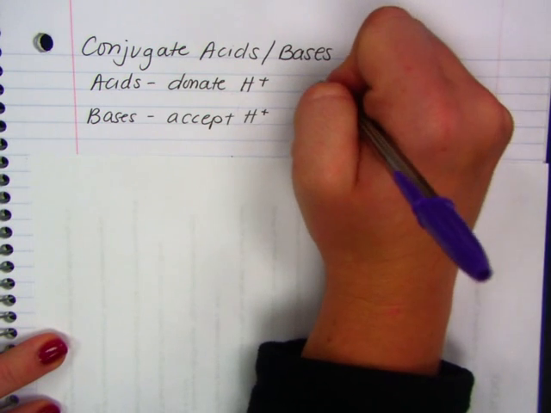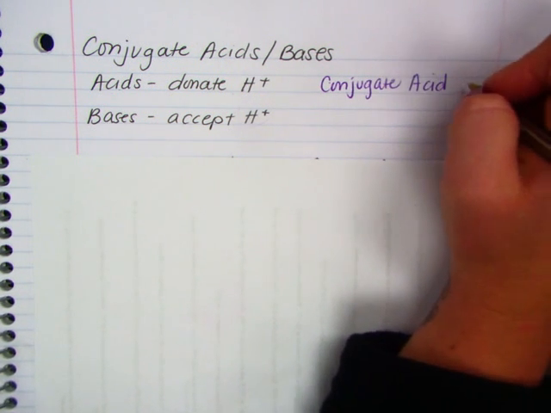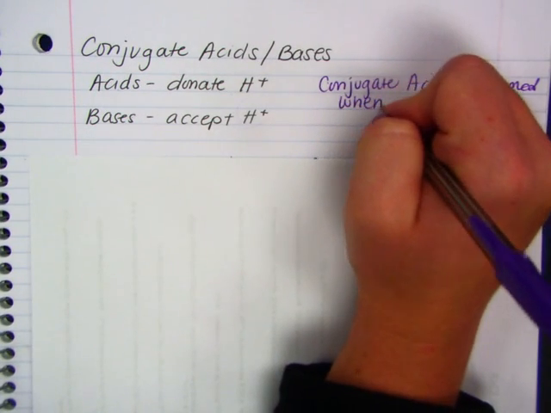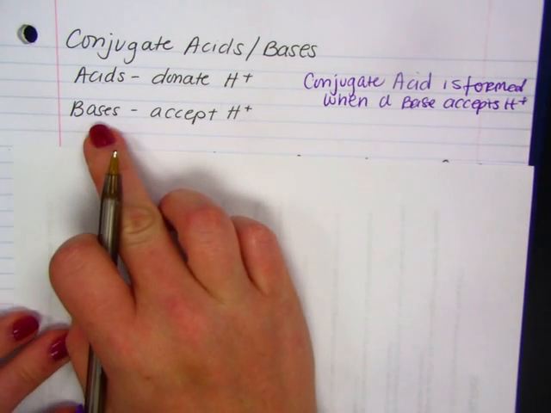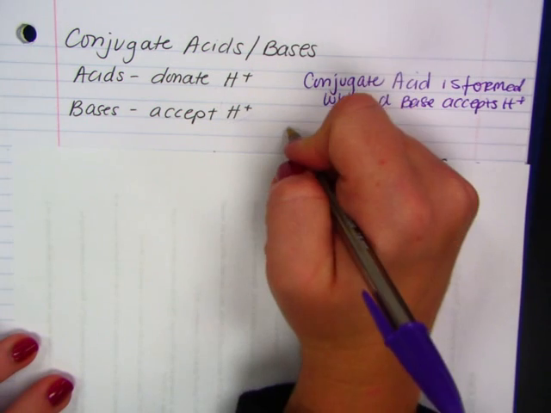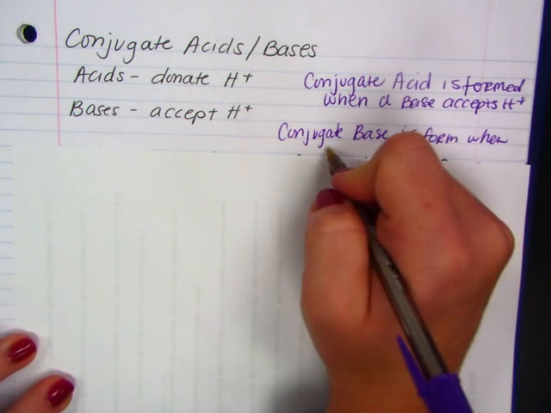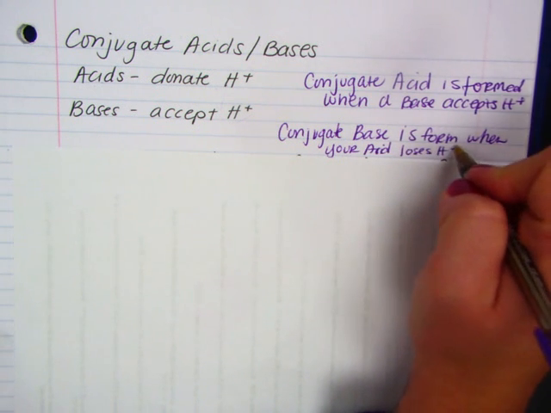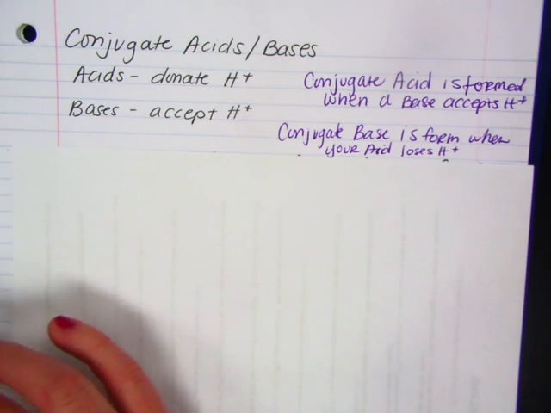So a conjugate acid is formed after a base accepts an H+. So what was a base becomes a conjugate acid as it accepts that hydrogen. Well, that means that a conjugate base then is formed when your acid gives up or loses that H+. So what was an acid is no longer an acid because it's given up its H+. Now it's a conjugate base. Okay, so let's look at that in labeling.